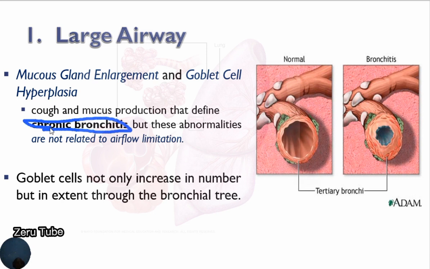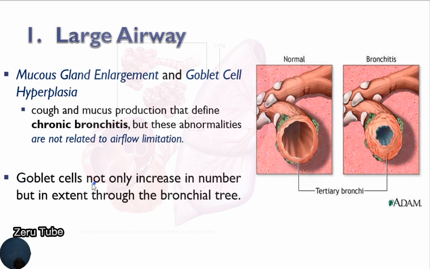But these abnormalities are not related to the airway limitation. So in chronic bronchitis there is mucus gland enlargement and goblet cell hyperplasia, so there is very high mucus production. To expel this mucus, and because of the irritative situation in the bronchi, there is a severe cough.